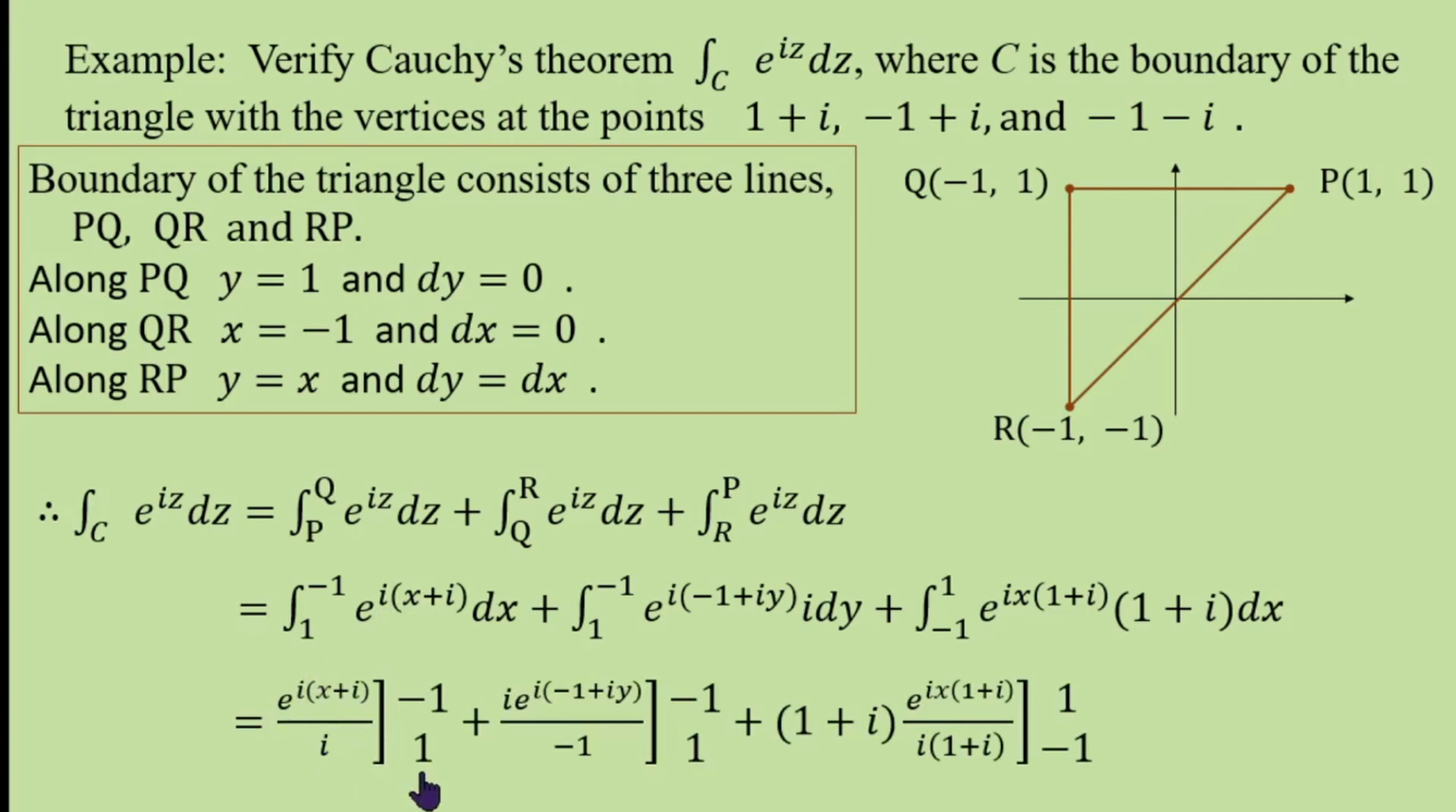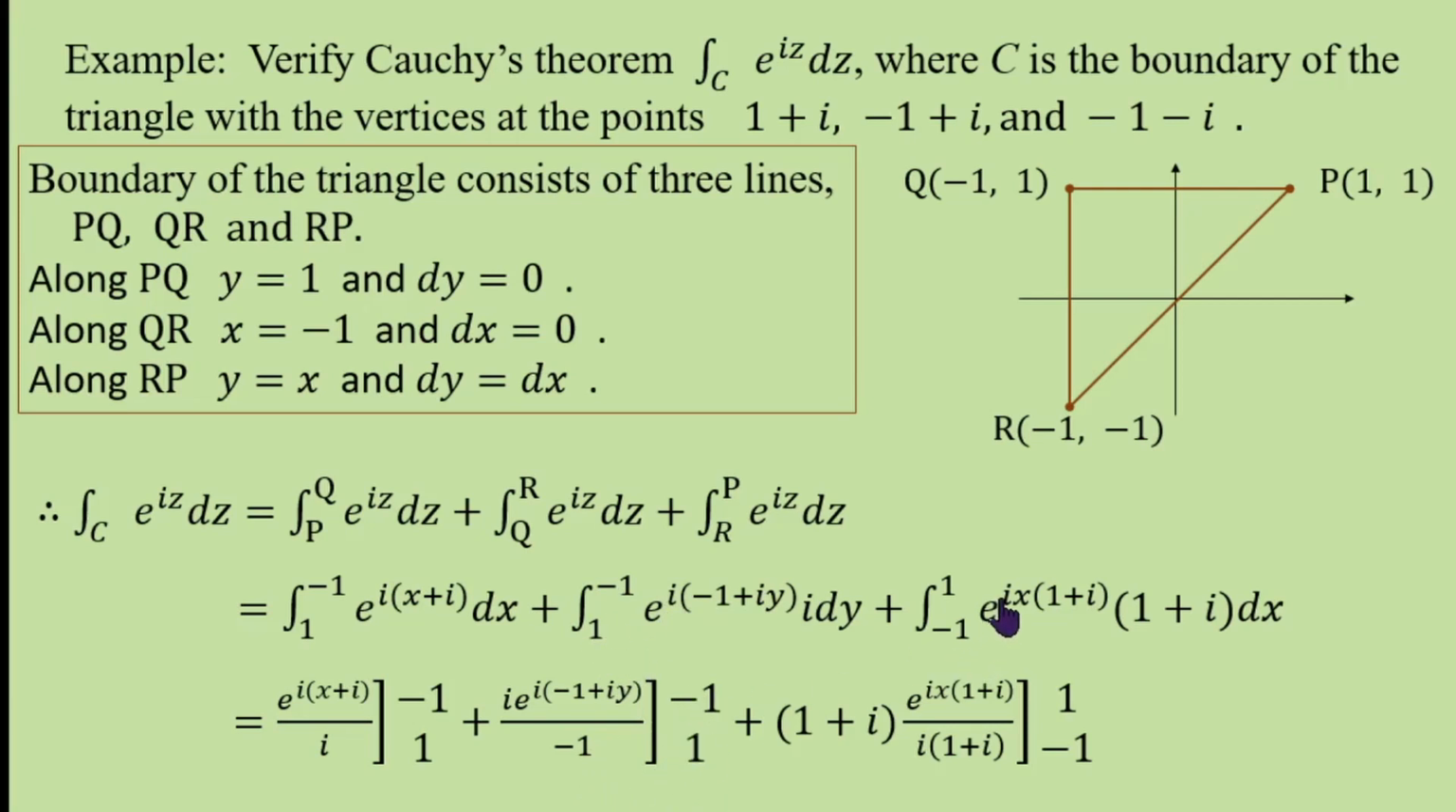The limit of x is from 1 to minus 1, upper limit minus 1. And the next one is e power i into minus 1 plus iy. You are integrating with respect to y. This i is taken outside: i into e power i into minus 1 plus iy divided by minus 1. Because here the coefficient of y is i into i, and i square is minus 1. So divided by minus 1. Careful here: the coefficient of y is i into i, since the outside i is there, so i square is minus 1. And the limit is from 1 to minus 1.